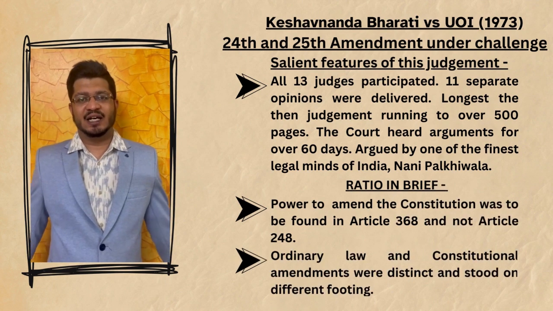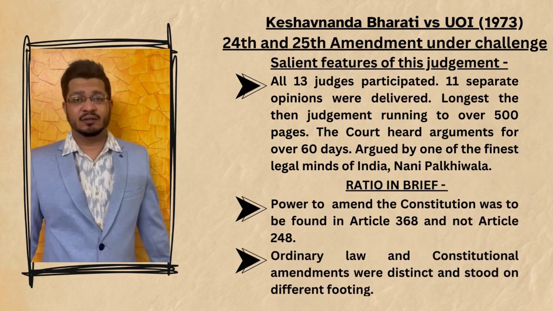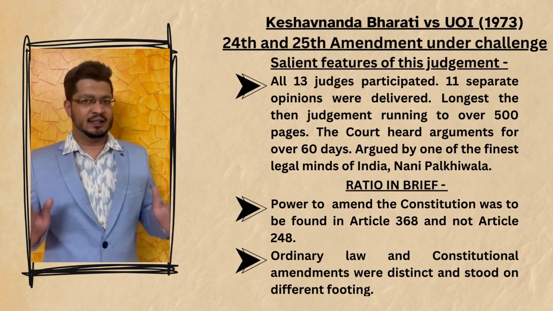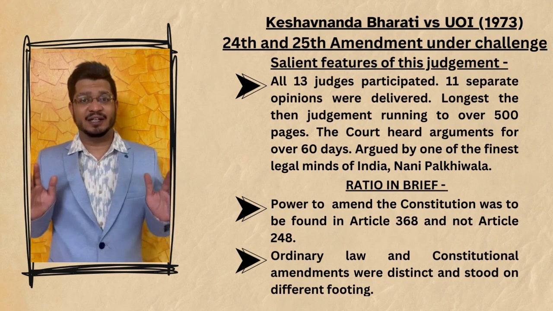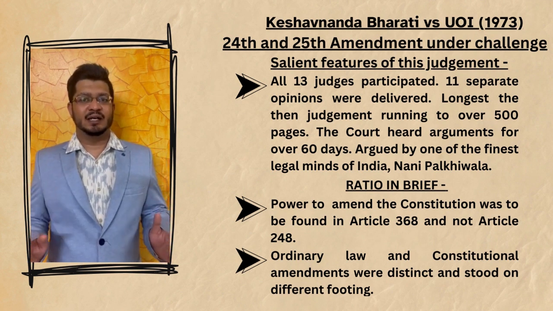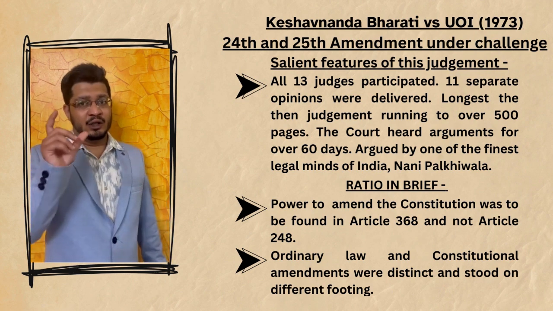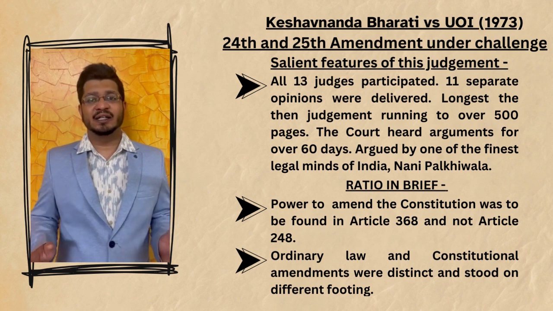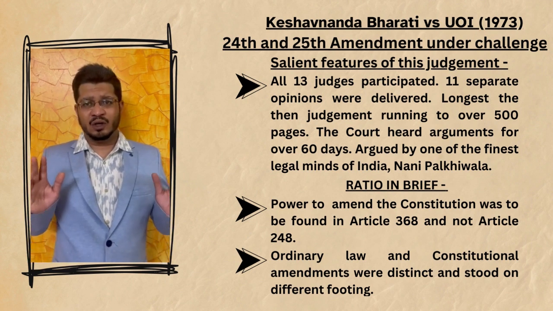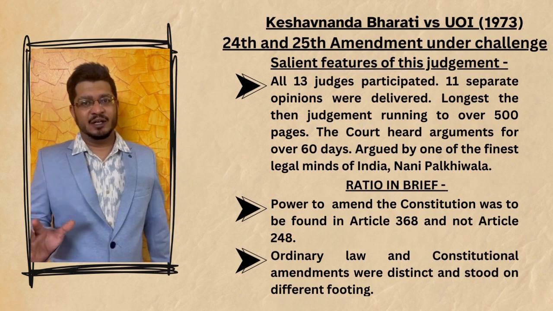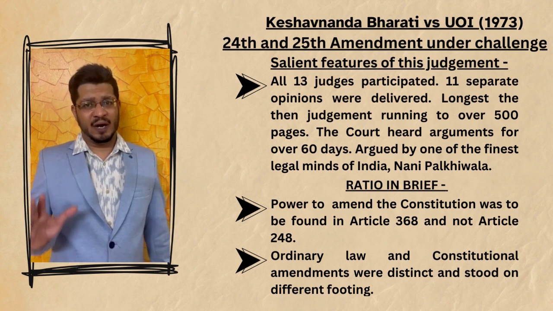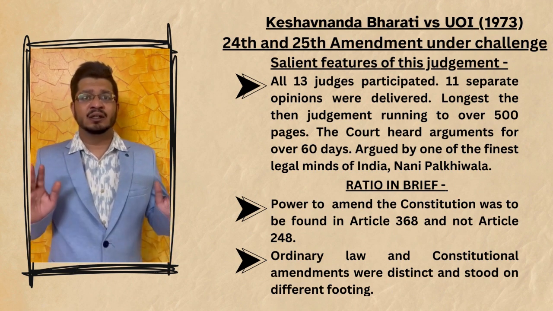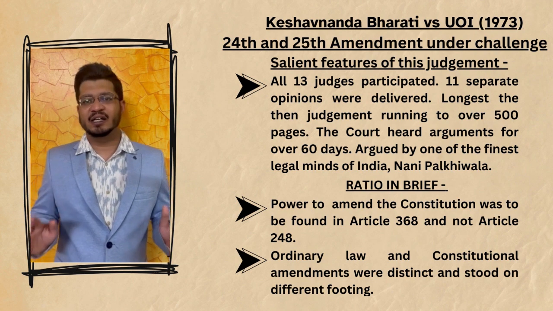Let us try to understand the ratio of the Supreme Court in the case of Keshavnanda Bharati. So first of all, the Golaknath judgment, which took away the power of the Parliament to amend fundamental rights, was overruled. It was held by the Supreme Court that the word law does not include constitutional amendments made under Article 368. Next, the Supreme Court also held that the power of the Parliament to amend the Constitution was to be found in Article 368 itself and not Article 248 as Justice Subba Rao had held in the earlier case of Golaknath.